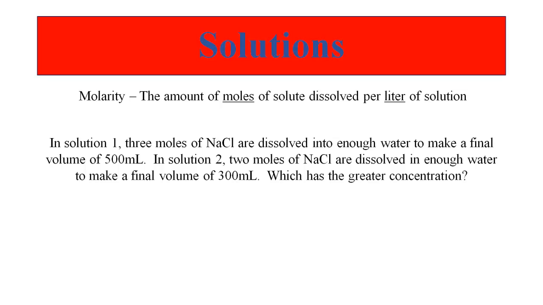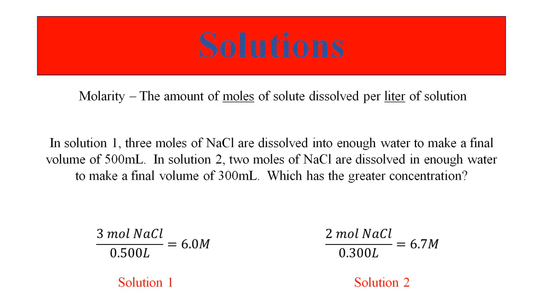Well, let's find the molarity of both solutions. In the first situation, we have 3 moles of sodium chloride, and the total volume is 500 milliliters, which we converted into liters, because molarity is moles per liter. So 3 divided by 0.5 is 6. So we would say that's a 6 molar concentrated solution.